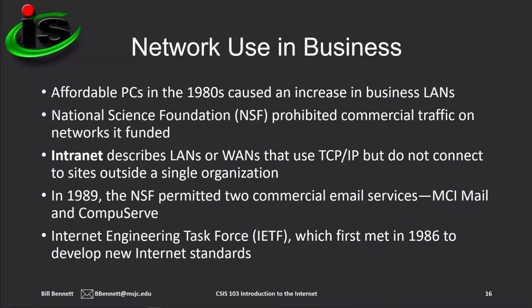In 1989, the NSF permitted two commercial email services, MCI Mail and CompuServe, to establish limited connections to the Internet that allowed their commercial subscribers to exchange email messages with the members of the academic and research communities who were connected to the Internet. These connections allowed commercial enterprises to send email directly to Internet addresses and allowed members of the research and education communities on the Internet to send email directly to MCI Mail and CompuServe addresses. The NSF justified this limited commercial use of the Internet as a service that would primarily benefit the Internet's non-commercial users.